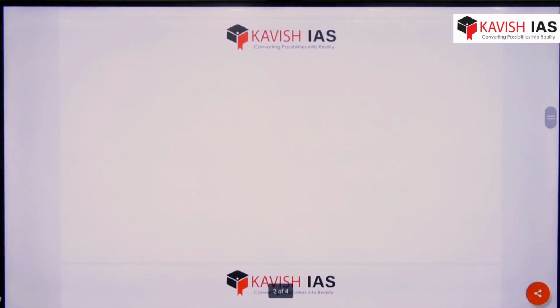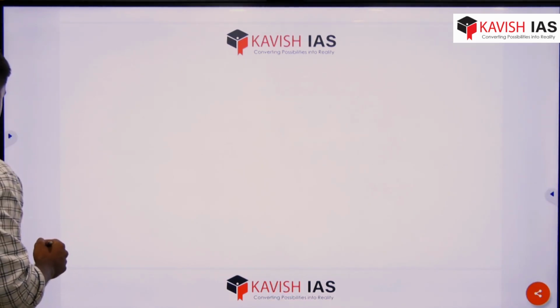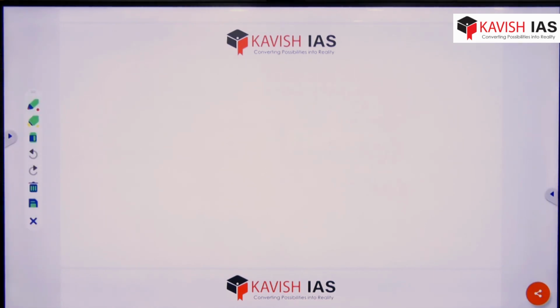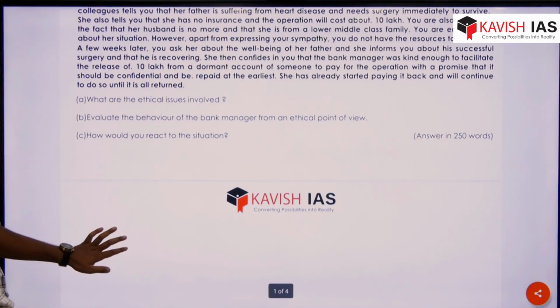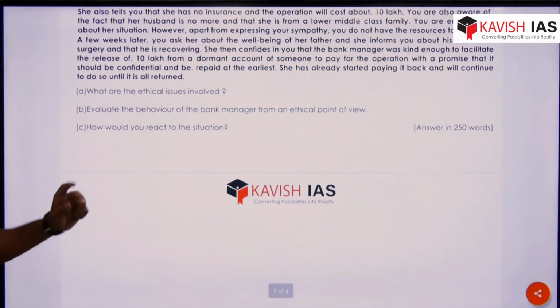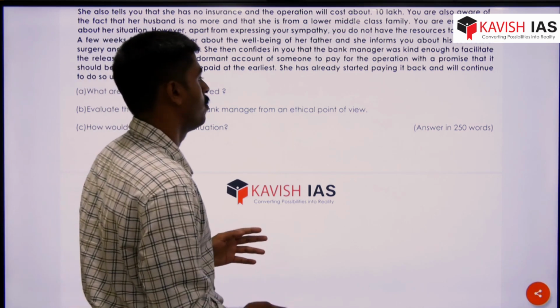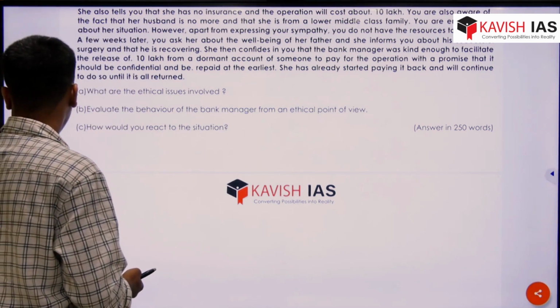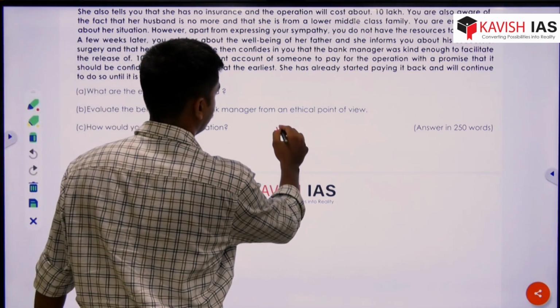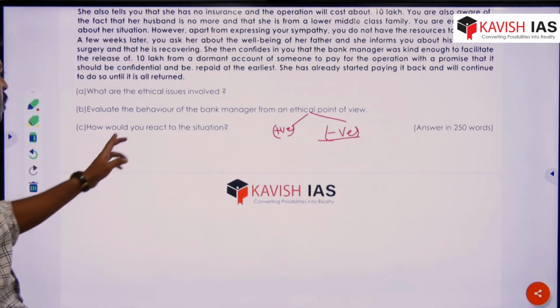The next question is, evaluate the behavior of the bank manager from an ethical point of view. This evaluation requires both angles, the positive one and the negative one. We should not be describing only one side, either positive or negative. Here we can explain how both aspects, positive and negative, were attached to it. The first thing is positive behavior.